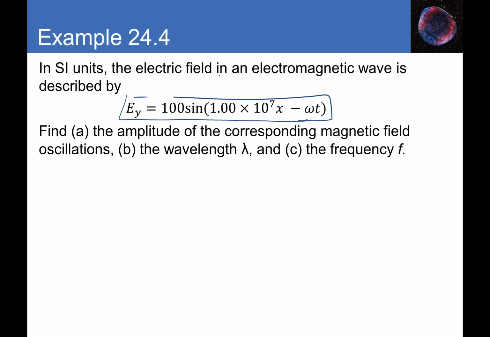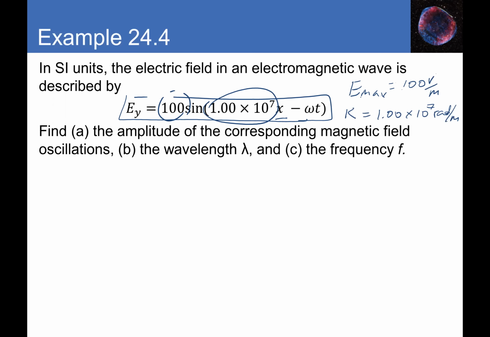Okay. So one of the things we can do with this equation is pick up some of the things inside the equation. For example, this 100 over here is the maximum electric field amplitude. That's an amplitude, 100 volts per meter. Also, this factor in front of x is the wave number. That's our k. So k here is 1 times 10 to the 7, and it has units of radians per meter.